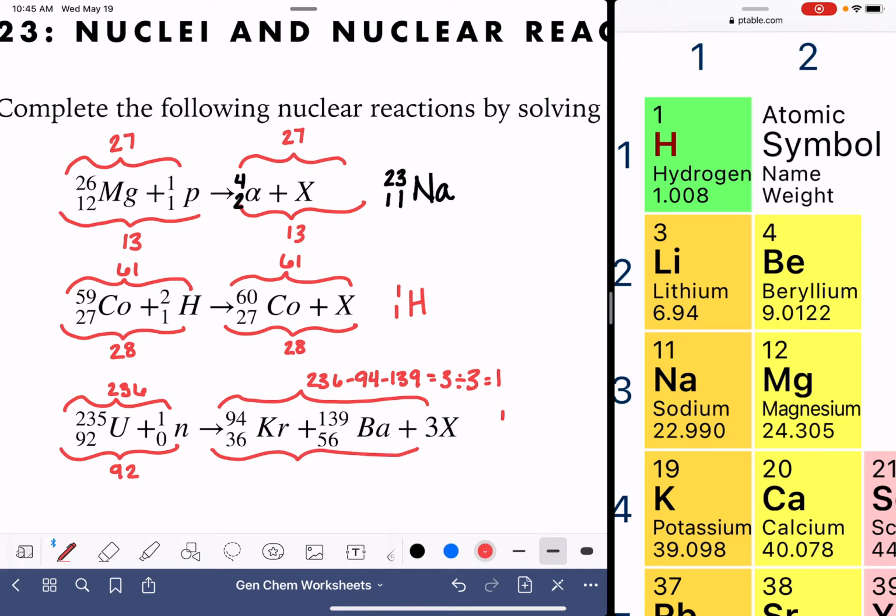For our atomic number, I'm going to again begin by figuring out what my missing atomic number is. I'm going to take 92, subtract 36 and 56, which is 0. So divide that by 3. That's just a 0. So we need to figure out what this is. This is not an atom because atoms have to have at least one proton in them. So this is a particle, a particle that has a mass number of 1 but no protons in it at all. That's a neutron. So that's represented by this notation right here.